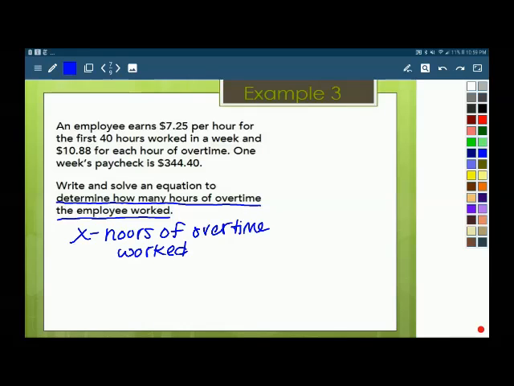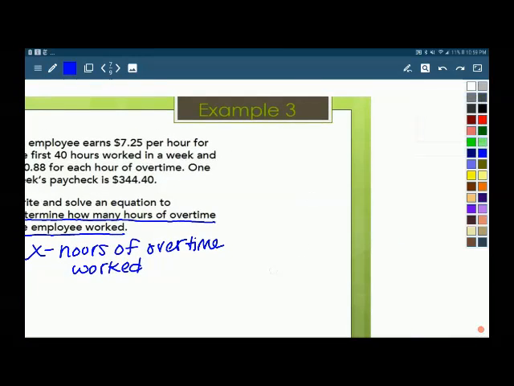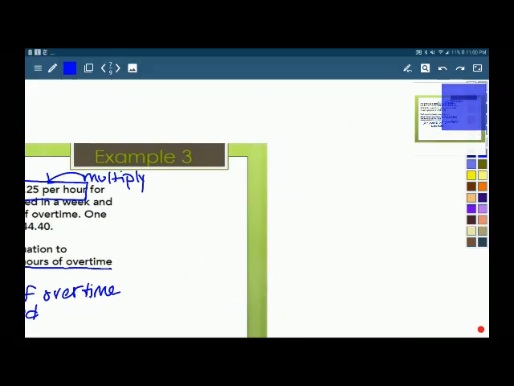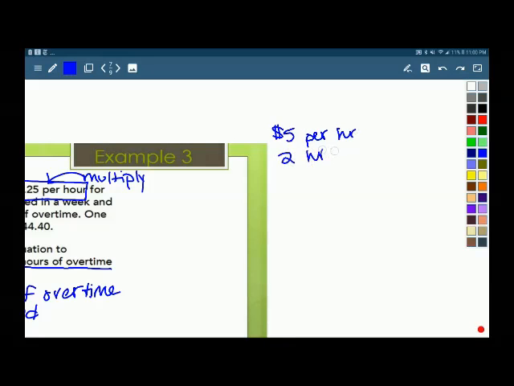Now it says they earn $7.25 per hour for the first 40 hours. Well, anytime you're trying to calculate how much money you're making, you're taking your amount per hour. That word per means to multiply. You're taking that amount per hour and multiplying it by the number of hours you worked. So for example, if you were babysitting and you earned $5 per hour, and you worked for 2 hours, you would earn $10.